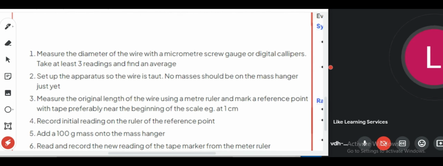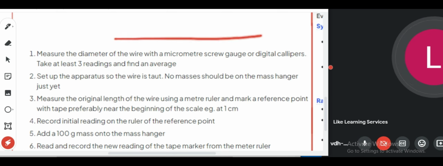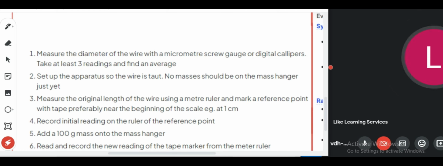So this is the procedure. You measure the diameter of the wire with a micrometer screw gauge, digital caliper or vernier caliper. We take at least 3 readings and find an average. We measure different points on the wire. This is to help us reduce the uncertainty, because if you measure the diameter at one point on the wire, another diameter at another point, and at another point of the wire, you calculate an average. That makes it more reliable and it will reduce the uncertainty.